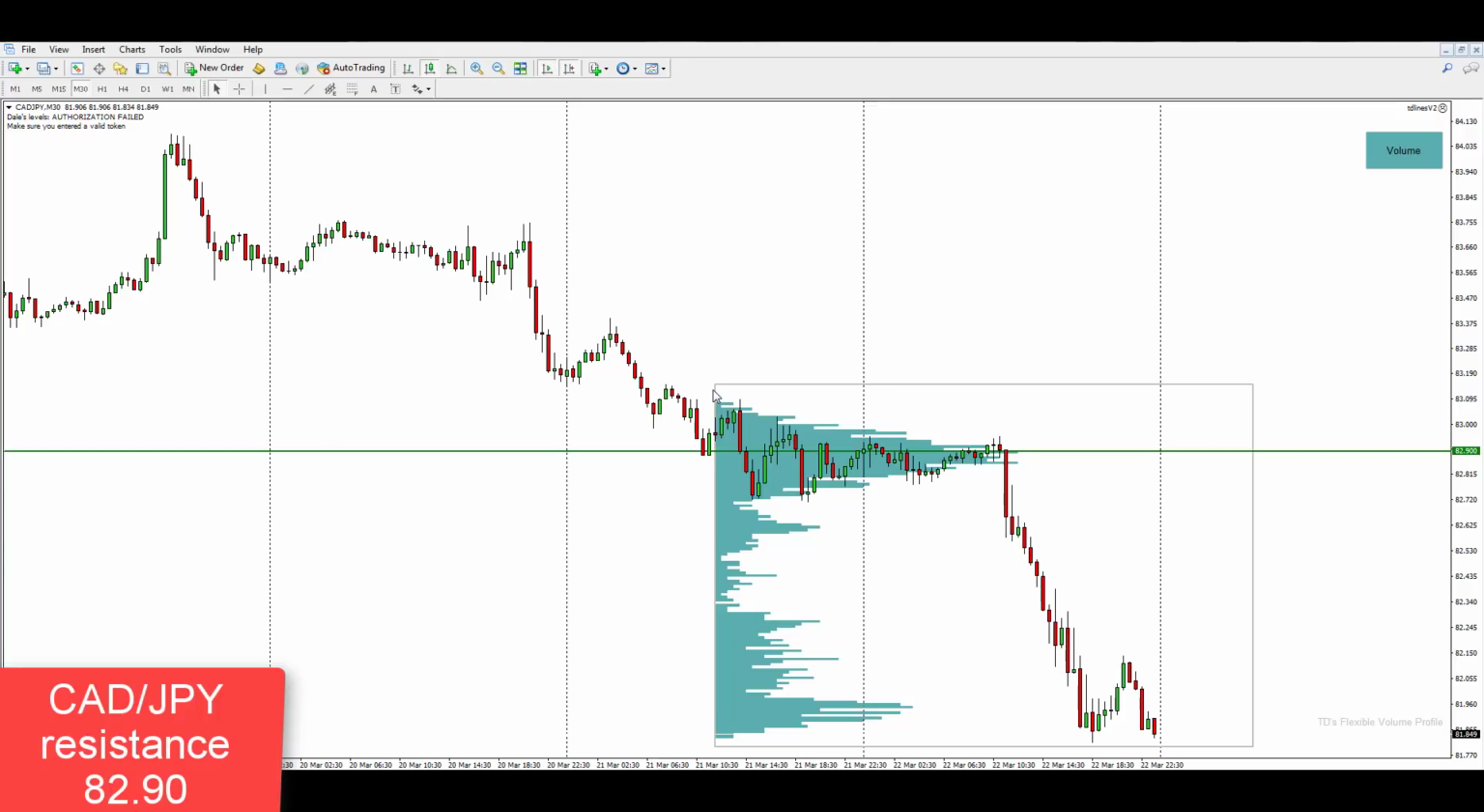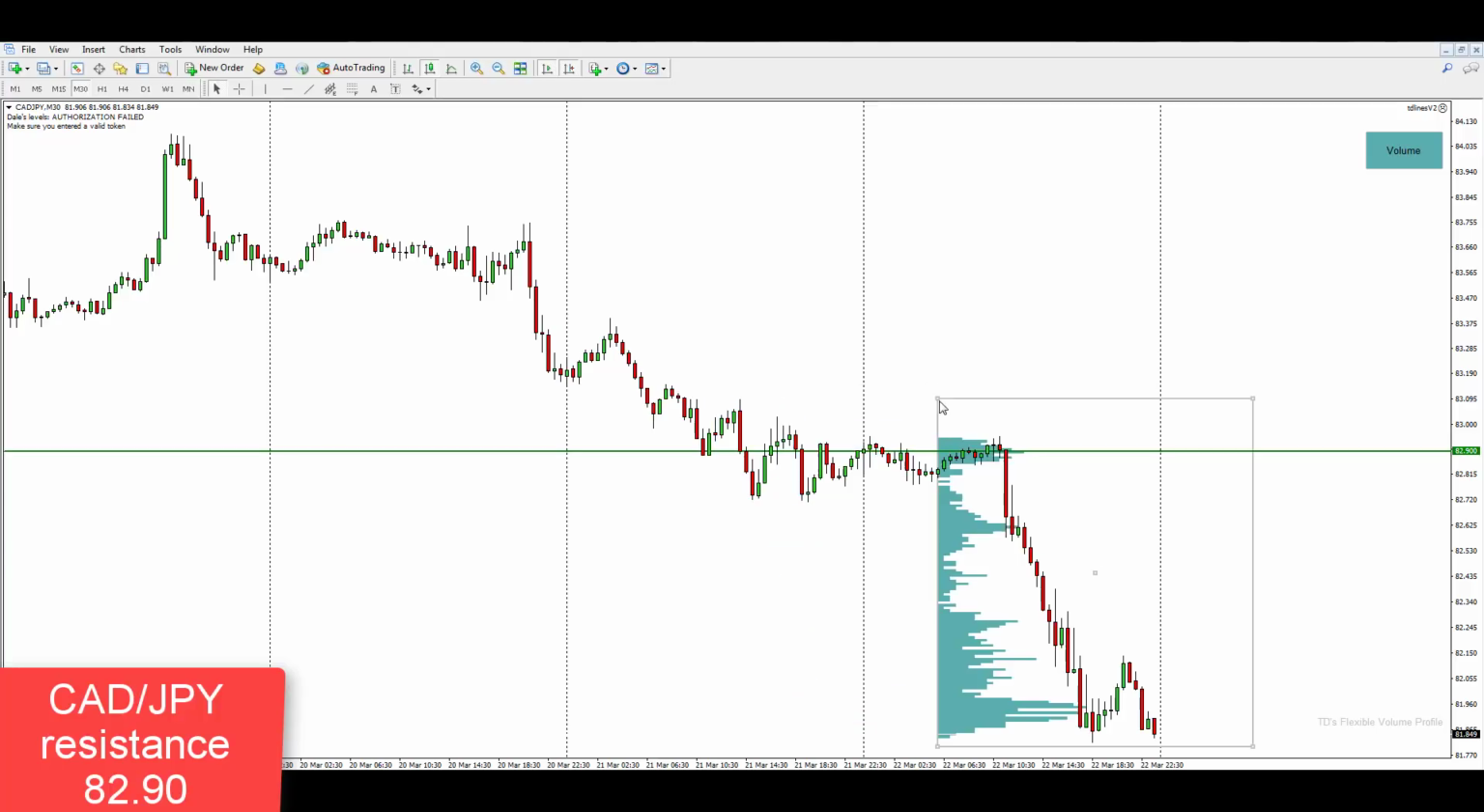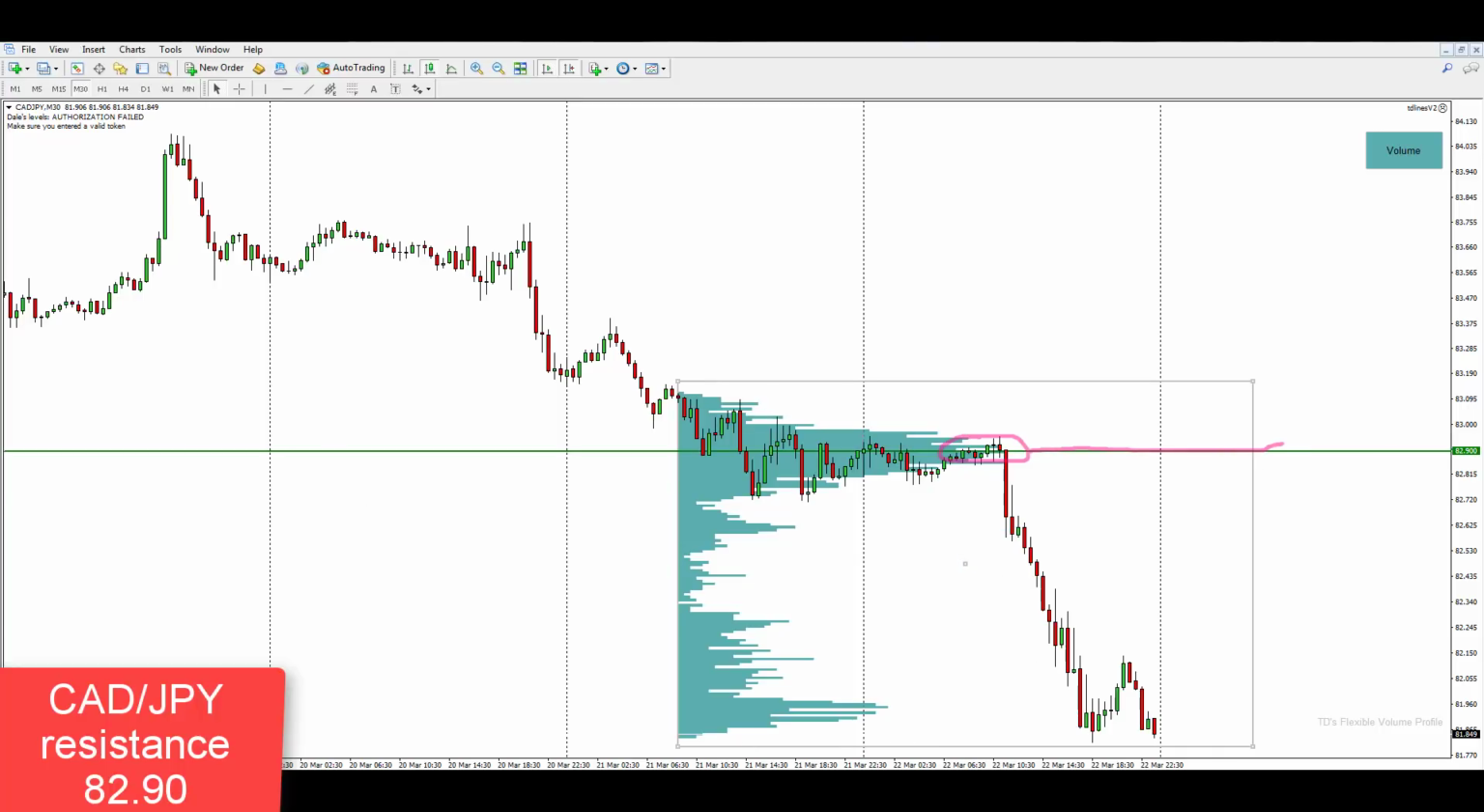By the way, you can also use the profile to look only into this rotation area right before the start of the strong selling activity. It will show you the same level as if you used the profile like this.